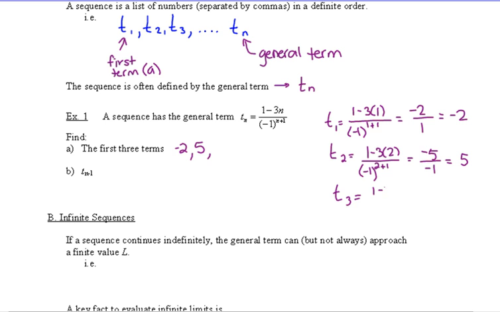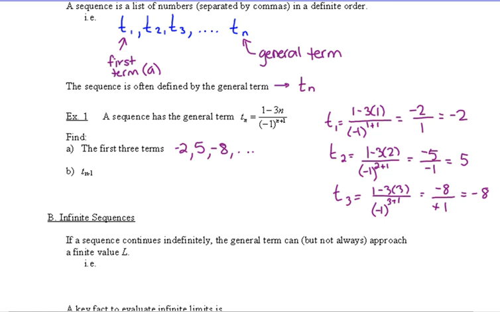And the third term is 1 minus 3 times 3, all over negative 1 to the 3 plus 1. 1 minus 9 is negative 8. And then again, we have negative 1 to an even power this time, so it's a positive 1. The third term is negative 8.